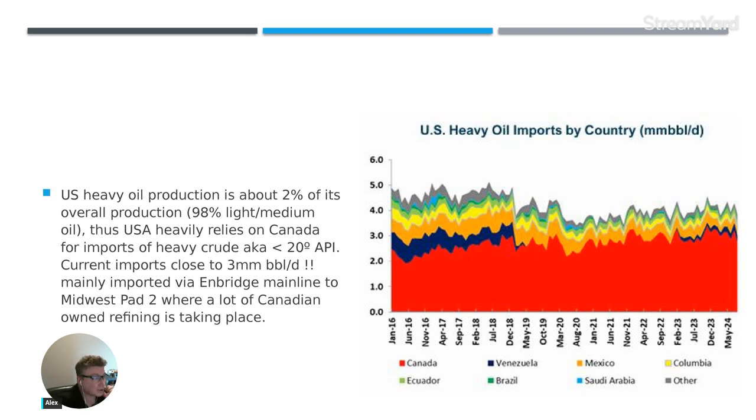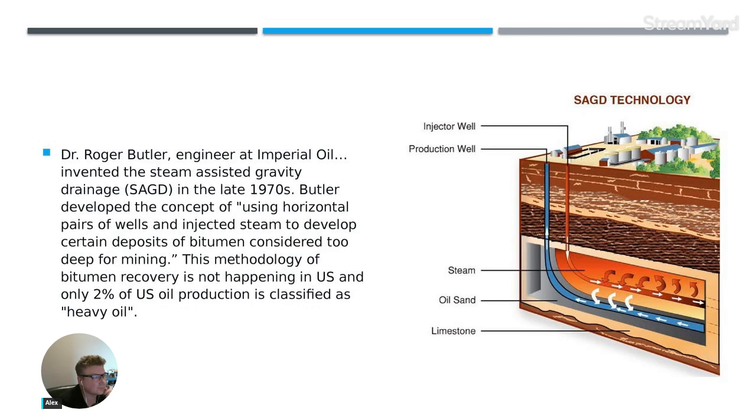So current imports are close to 3 million barrels a day on the heavy oil side, and mainly imported through the Enbridge Mainline to the Midwest, PADD 2, where a lot of the Canadian non-refineries are also operating. And we talked a little about the integration of oil companies. Okay, I'll be done in like 5 to 10 minutes.